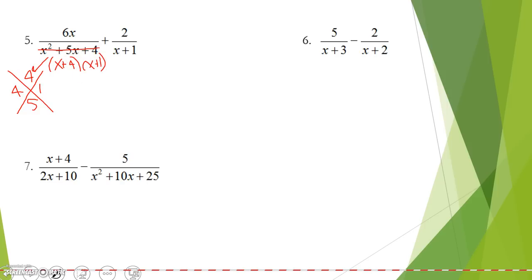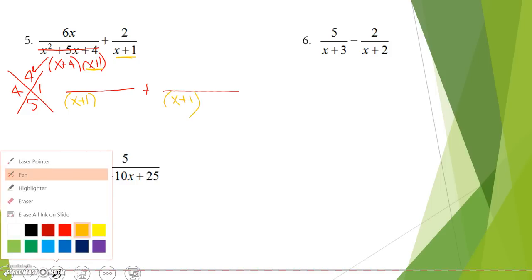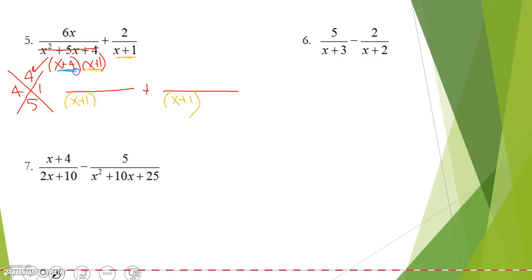The only reason I do that is because now hopefully you realize that you have something in common already. So what we have in common already is the x plus 1s. So I'm going to bring that down into my common denominator. And then you bring down any oddballs that don't have any matches. So in this case, x plus 4 doesn't have anything in common, so I just bring it down.